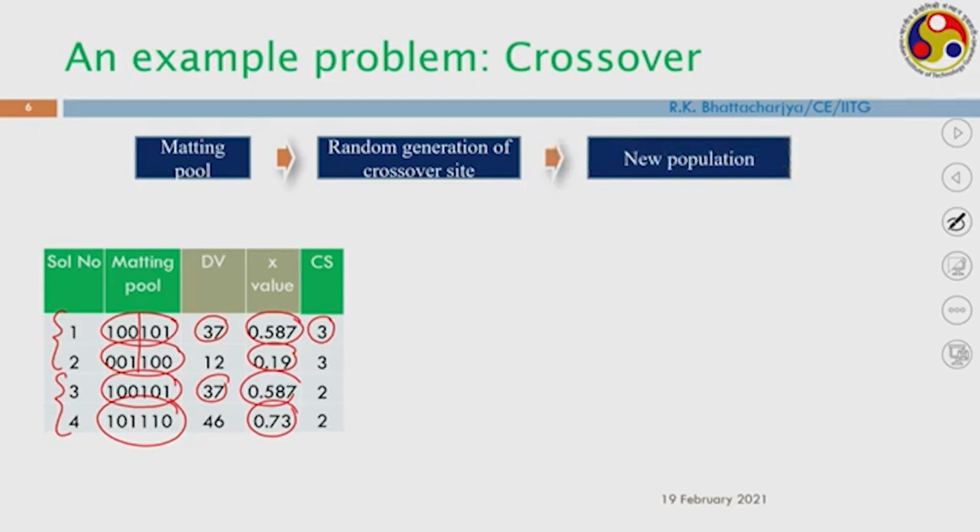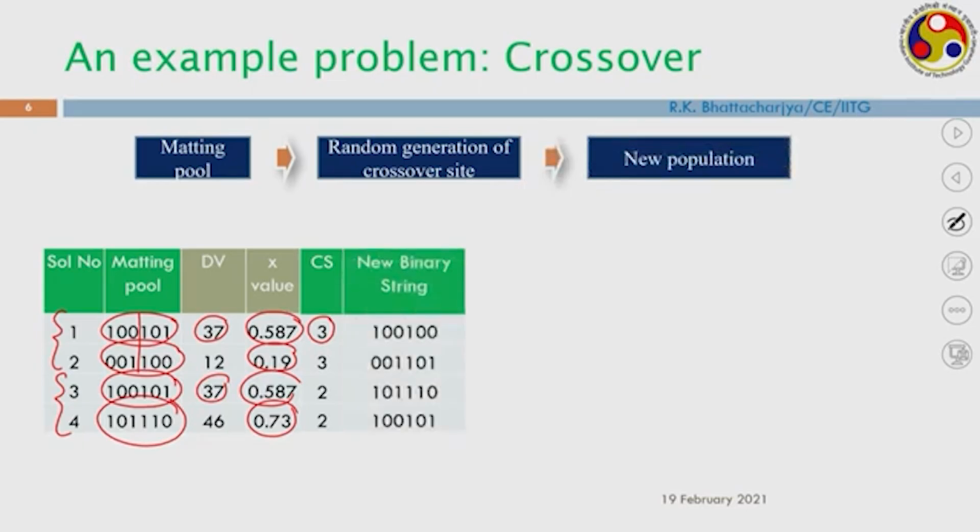Therefore, the new population will be the first part of the first solution, and then the second part of the other solution. So, what I am getting is the first part of this solution, that is 100, and then 100. You can see that you are getting 100 and 100, and then the first part of the second solution and the second part of the first solution, that is 001 and 101.